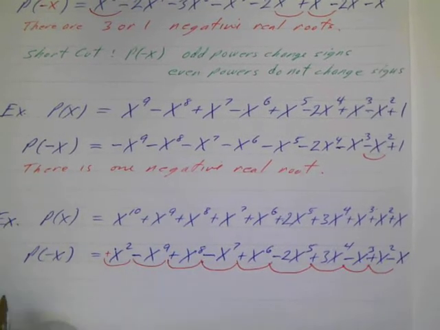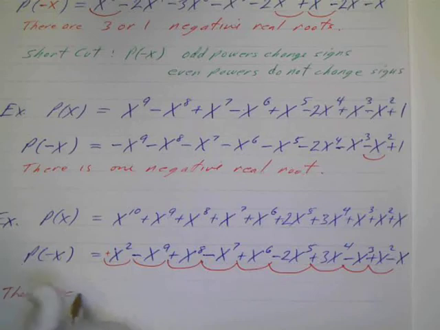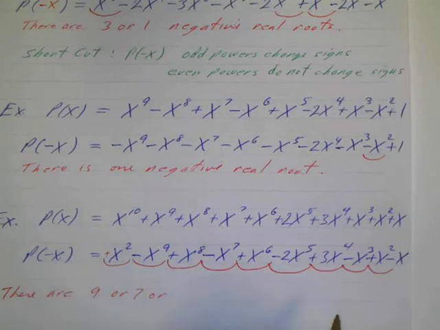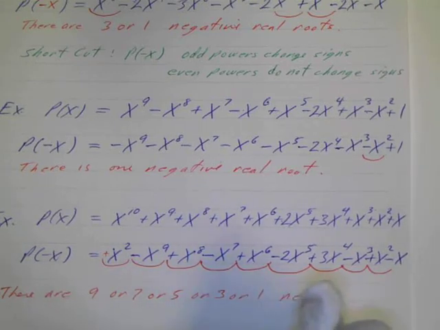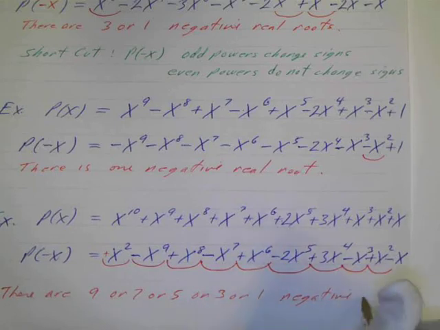So we can say there are 9, or what's 2 less than 9? 7, or 2 less than 7, or they say an even integer, so it could be 4 less than 9. 5, or 6 less than 9 would be 3, or just keep subtracting 2, 1, negative real roots.